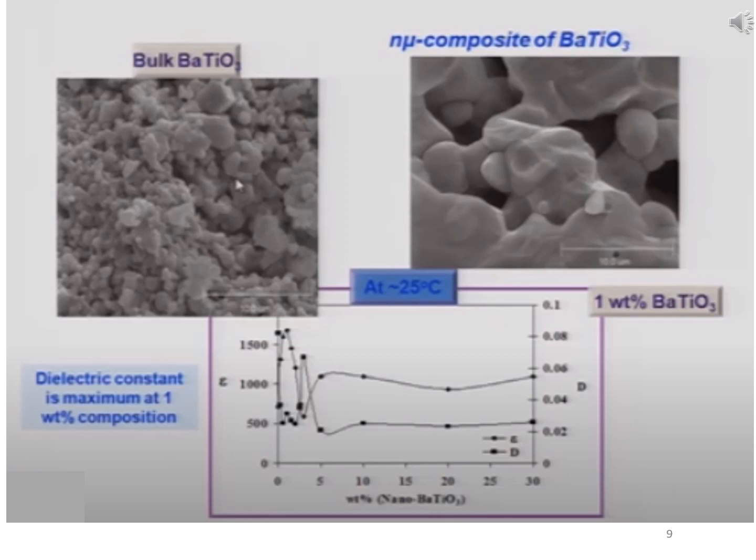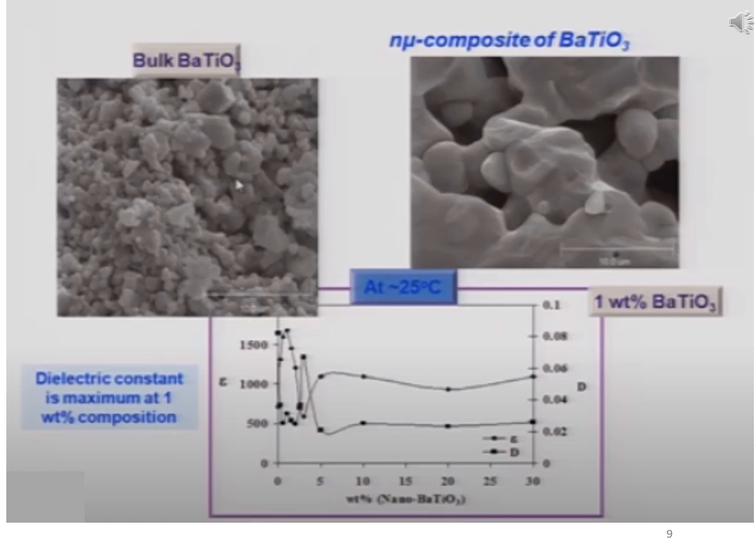And this kind of very compact grain, which shows signs of melting, is important for the dielectric property. And this is only 1 weight% of nano barium titanate that has been added to the bulk material. So 99% is the micron size particles, and this 1 weight% can vary the properties.